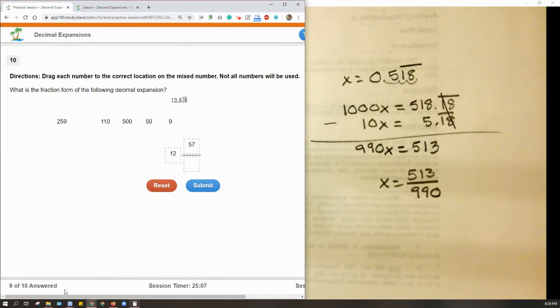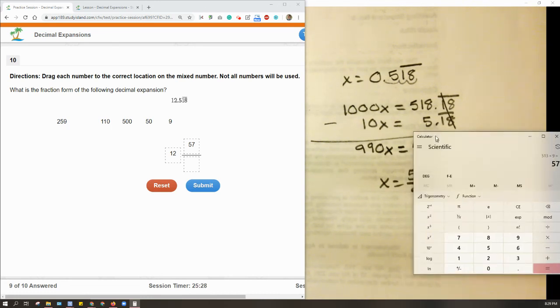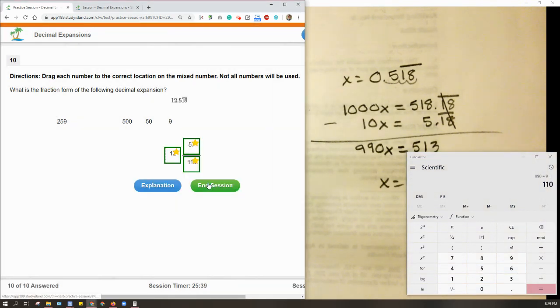You can check it with your calculator. Here's my calculator. 513 divided by 9 equals 57. So both of those numbers are going to divide by 9. If I look at the other number, 990, that clearly divides by 9. 9 plus 9 is 18, and 18 certainly divides by 9. 990 divided by 9 equals 110. So we have 57 and 110. And that is it. Work hard and good luck.